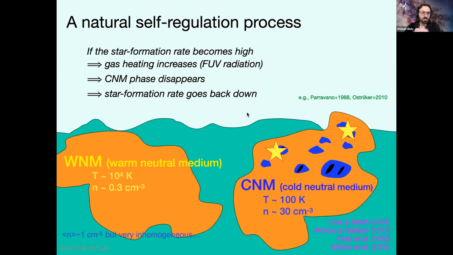The basic idea is very simple. If you have some star formation rate and suddenly it increases, this increases the amount of UV radiation, thus creating much more heating. The cold phase, the CNM, then starts to disappear. Then you start losing the phase that forms stars, and star formation goes back down. This is the situation in our galaxy and nearby galaxies.